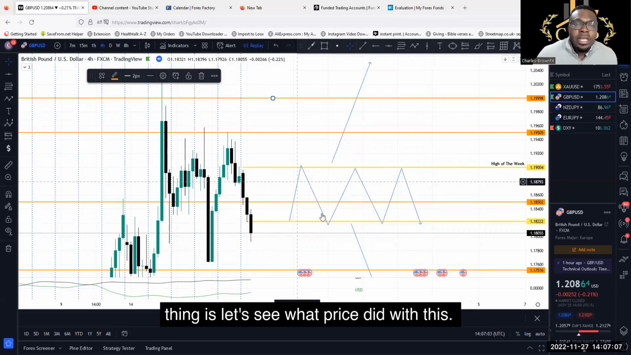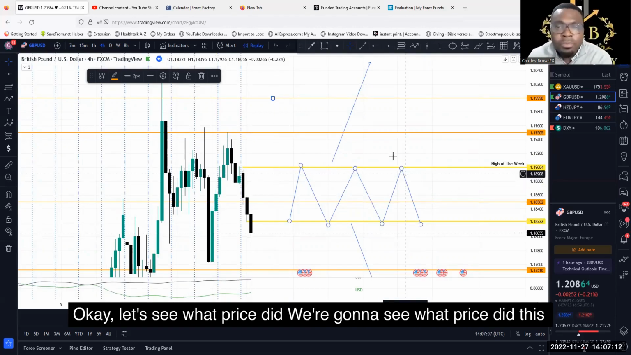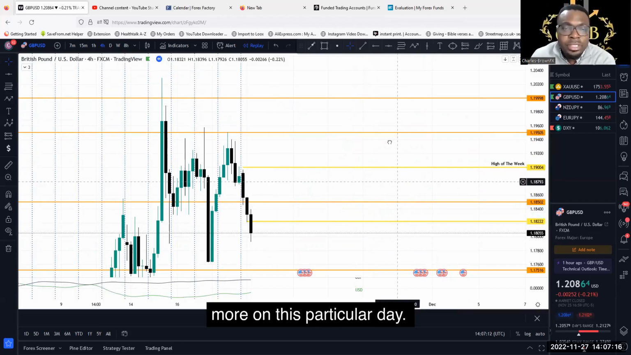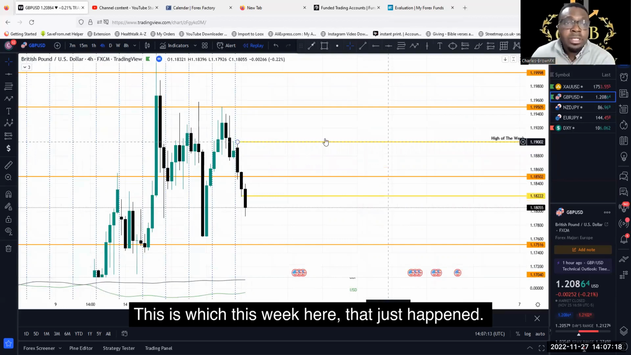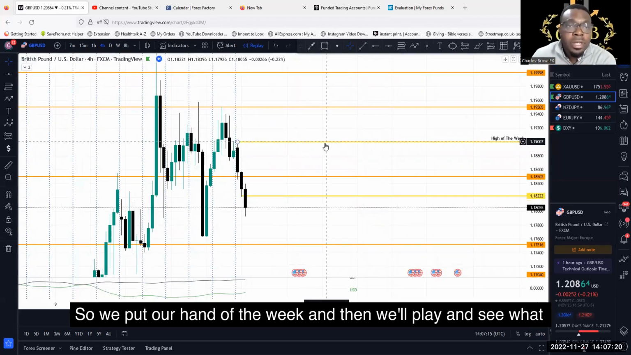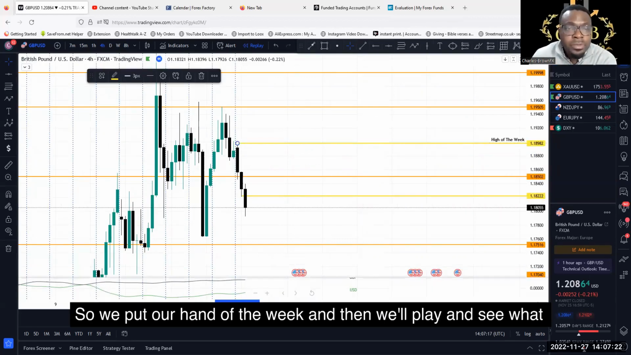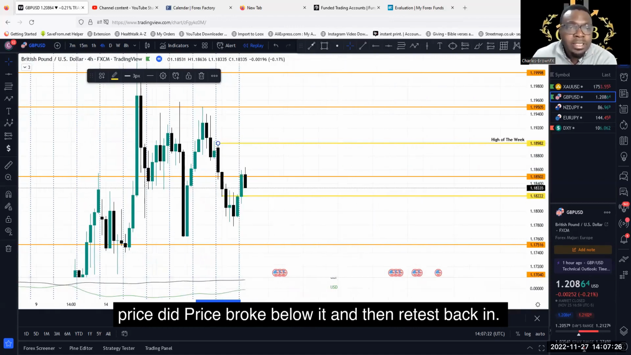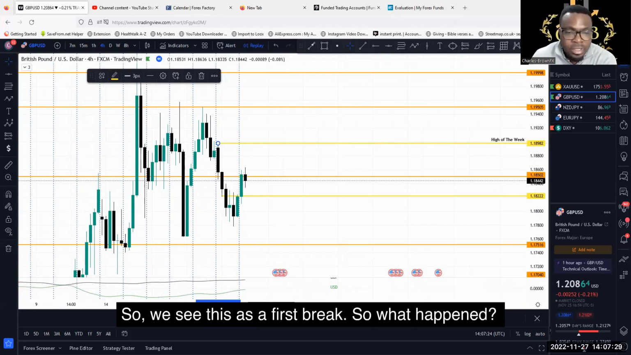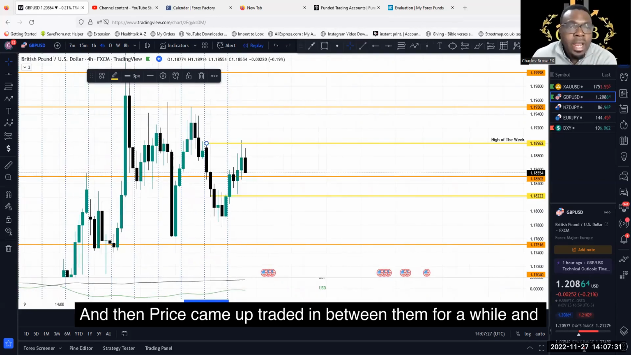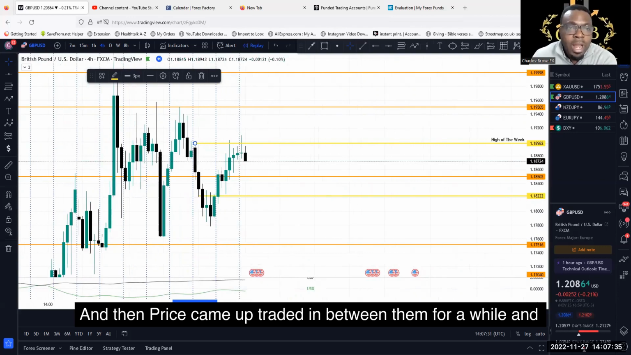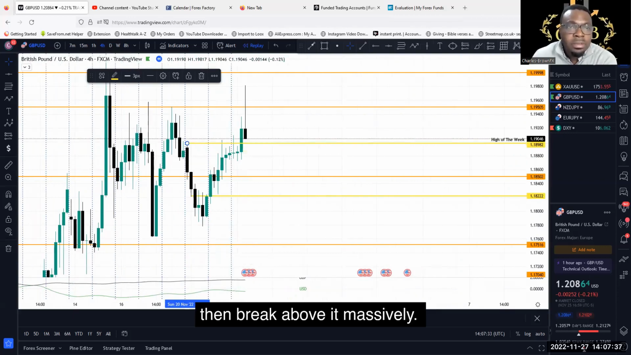So first thing is, let's see what price did. We're going to see what price did this month on this particular day. This is the week that just happened. We'll put our high and low of the week, and then we'll play and see what price did. Price broke below it and then retested back in. We see this as a first break. Then price came up, traded in between them for a while, and then broke above it massively.